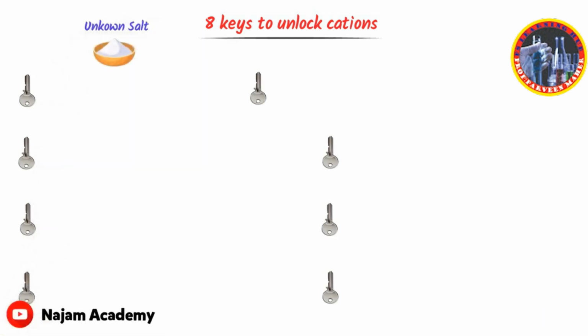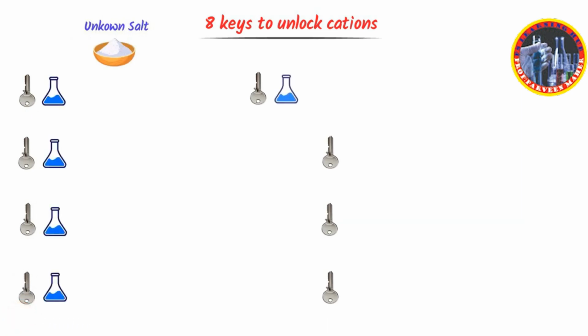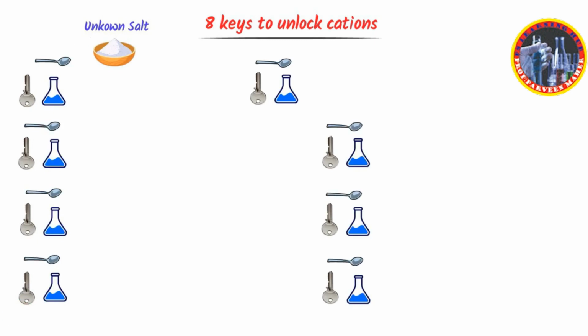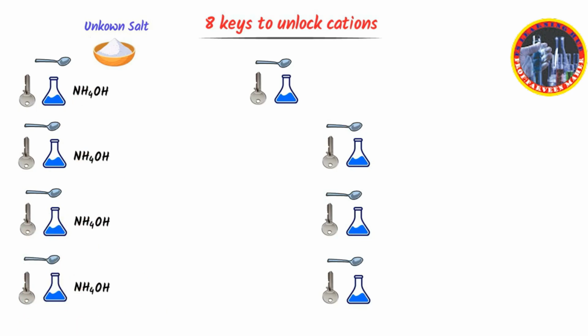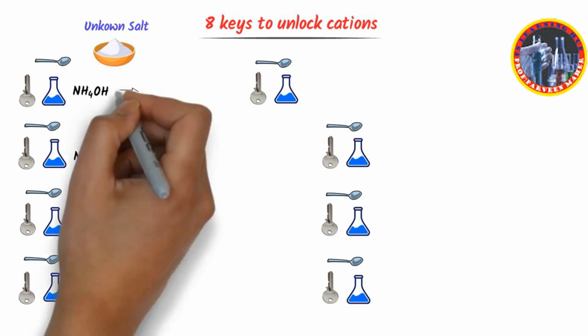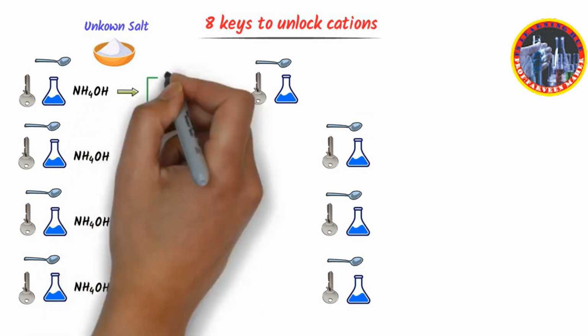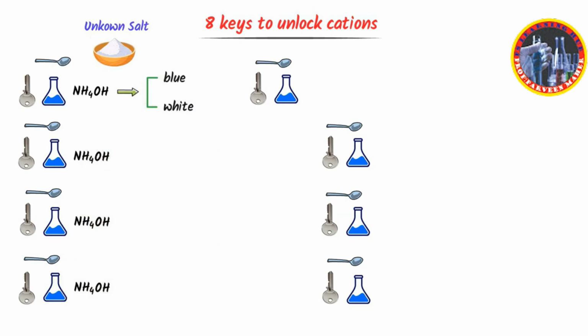Consider this unknown salt. I will make its original solution in small quantity and add it to 8 different beakers. In the first 4 keys, I use solution of ammonium hydroxide. Now in the first key, we add ammonium hydroxide. We get 2 possible answers, blue color or white color. The blue color indicates the presence of copper ion. The white color indicates the presence of arsenic ion. If I do not get either blue color or white color, then I will use the second key.